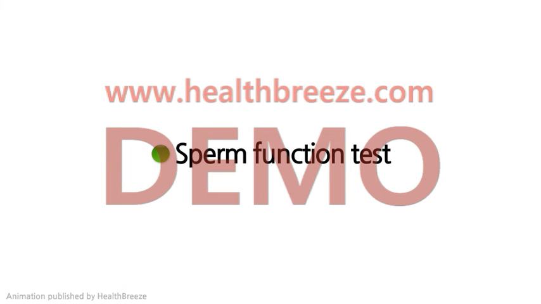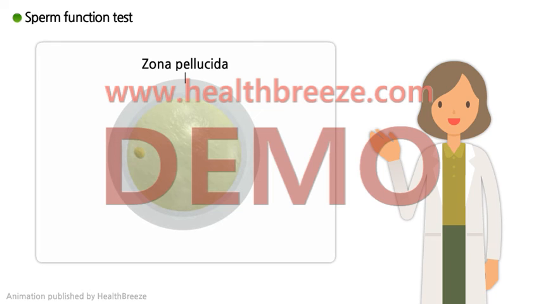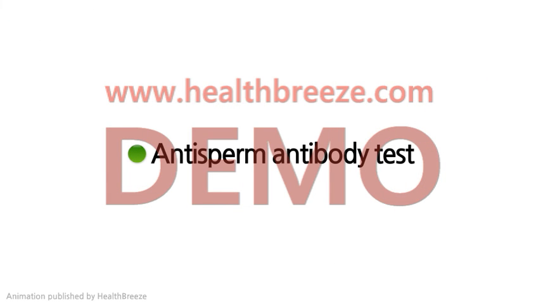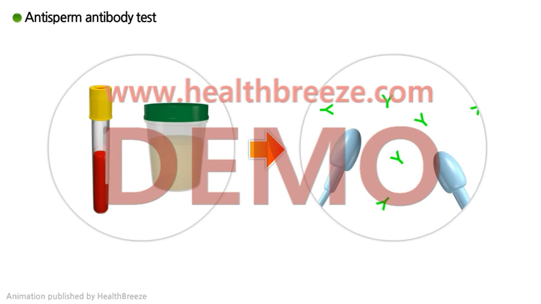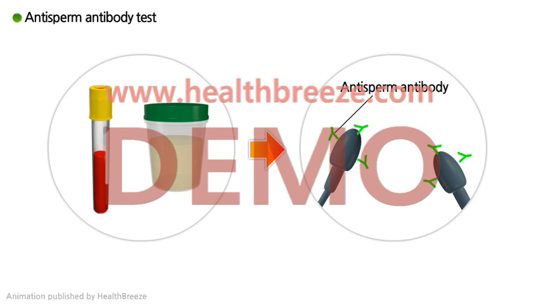Sperm function test. It is also called the sperm penetration test, which cultivates a hamster's ovum, whose zona pellucida has been removed, with men's sperm to measure sperm penetration. Anti-sperm antibody test. This test is to check whether anti-sperm antibody which damages man's sperm is present in the blood or secretion of men or women.